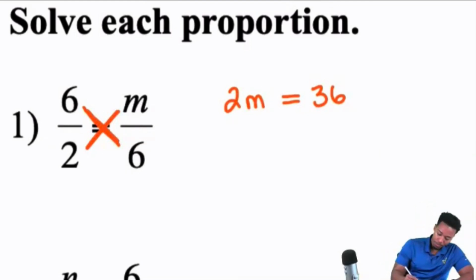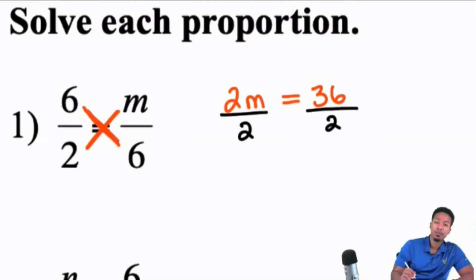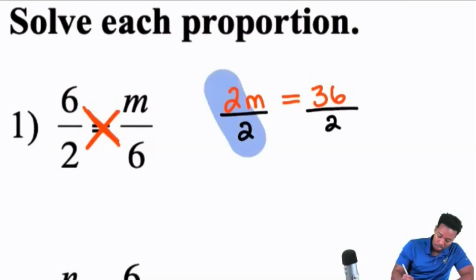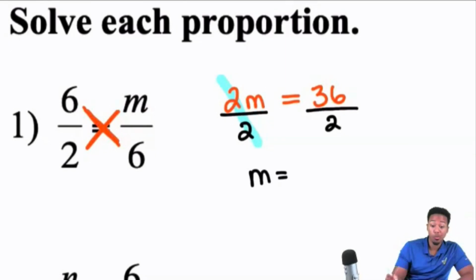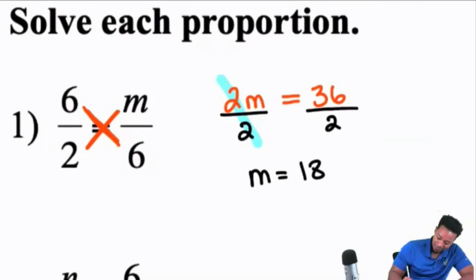Because when we do that, remember, solving equations is literally working backwards. The 2 and the m are being multiplied, as we saw. So to get rid of the 2, we divide on both sides. Once we do that, it cancels out right there. What we're left with is m equals what, everybody? That's correct, yep, 18. And so for this first problem, we would have gotten m equals 18.